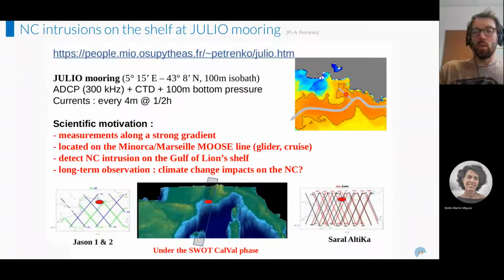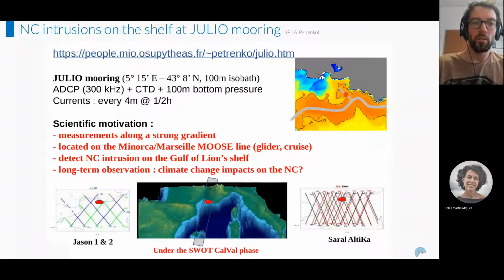So now, if we look at the Northern Current and its interaction with the slope, the Gulf of Lion has a shallow shelf of about 150 meters deep and 100 or 200 kilometers wide, and that shelf is sometimes influenced by Northern Current intrusions. To monitor these intrusions, a mooring has been established on the continental slope, as you can see on the map. So it's basically off Marseille, at the beginning of the continental shelf.